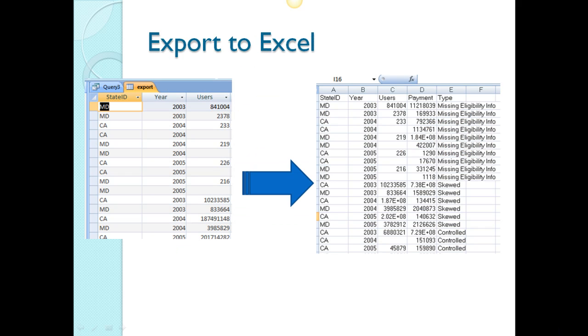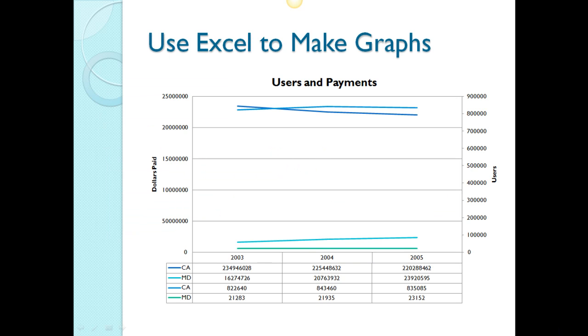Since a query can put out a table, these tables aren't really something you want to show everybody. As such, what you can do is you make a table query and then you can export that information to Excel. Once it's in Excel, you can use it to make a graph. As you can see, this graph makes this information much more user-friendly.